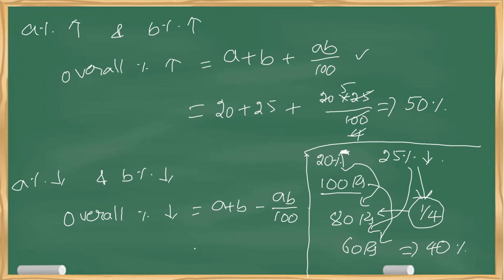So here substitute the values: 20 plus 25 minus 20 into 25 by 100. So this is 5 times 5, sorry, 4 times 4, how many times? 5 times. So this is finally 40%. It's not 45%. So these are the two main values you are supposed to remember. Am I clear?